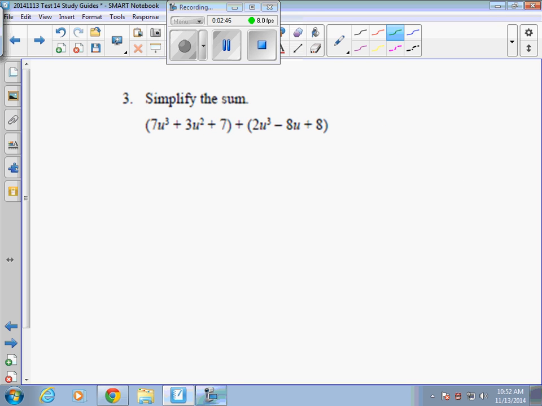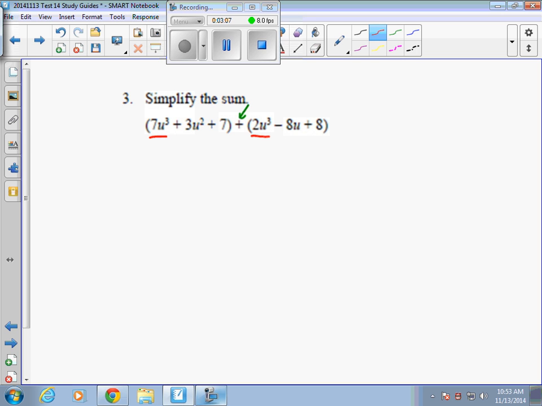Number 3 says simplify the sum. Notice the difference between 1 and 2, and then number 3 is now we have a plus in the middle. So we're going to do whatever it says after it. The only thing you have to do regarding the order is you want to make sure it's written in standard form. The highest degree is first, and then it counts down, meaning u to the third is going to be first in this one. This one's all in standard form order already.